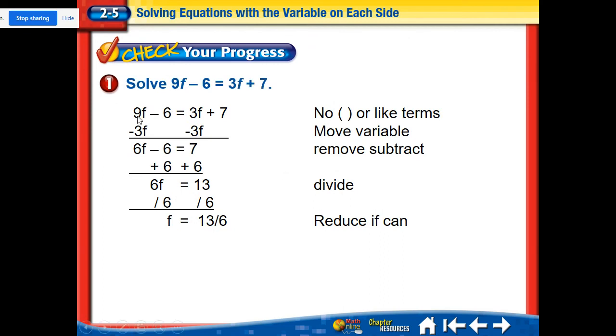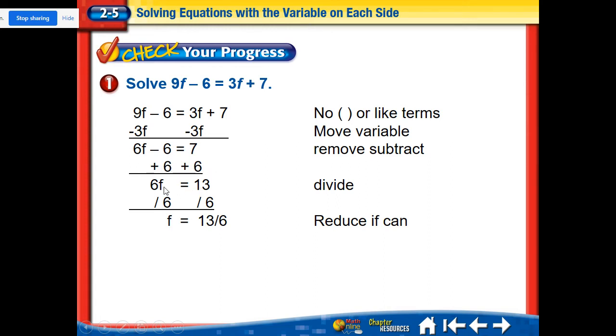All right, here's the original. 9f minus 6 equals 3f plus 7. So again, this is a positive 3f, so I have to put a negative. There's no parentheses or like terms, so all I've got to do is move the variable. So I'm going to do minus 3f. Put 1 underneath that to cancel, and then 9 minus 3 is 6. Bring down the 6, bring down the 7. Now I have that minus, and again, that minus goes with what's after it, so it's a minus 6, so I got to do plus 6.